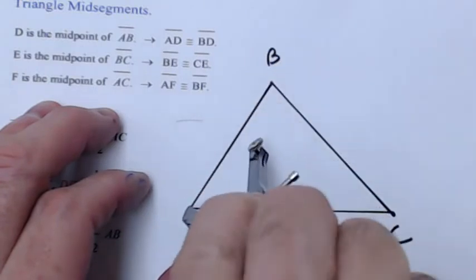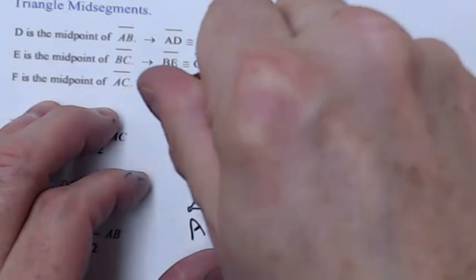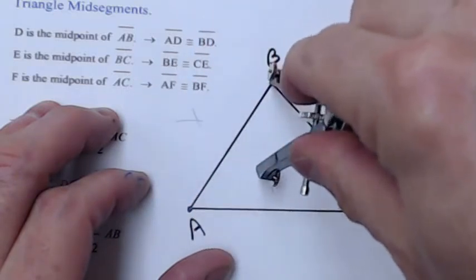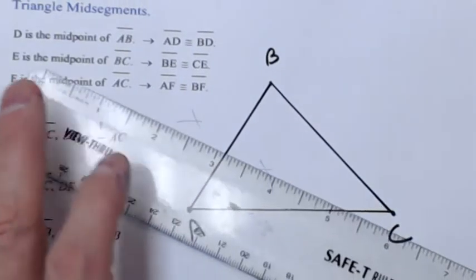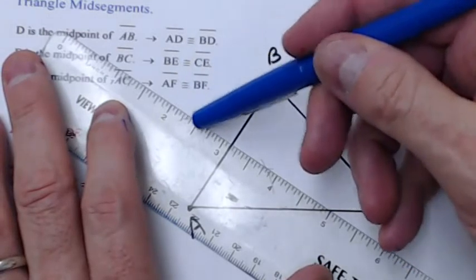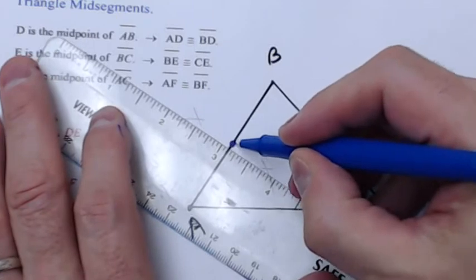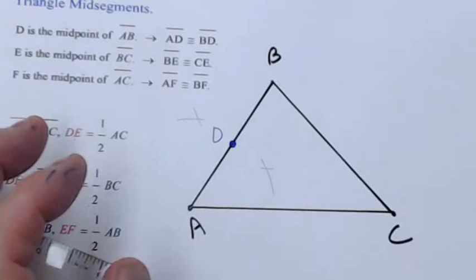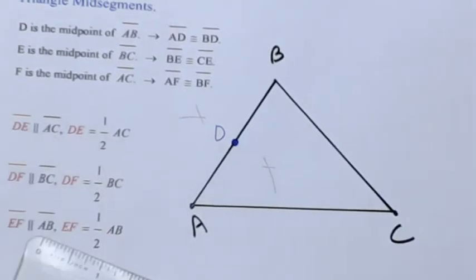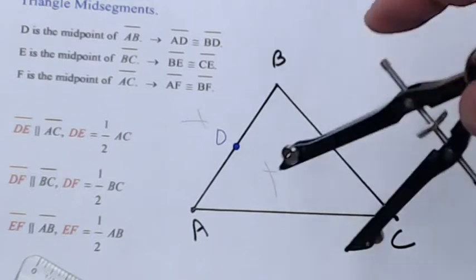Let's see, if I go like this, draw that arc, and draw another arc of the same radius. And if we connect those two points together, draw that line, that's a perpendicular bisector. So I'm going to put this point right here, and I'm going to label that D. So it matches our picture, except for I used blue ink instead of red. Oh well.